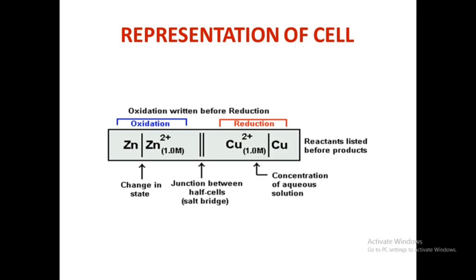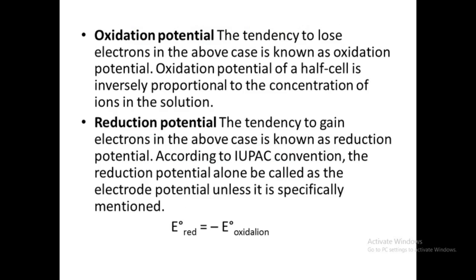Okay, and after that let us discuss oxidation potential. So we have seen that in case of the zinc electrode, oxidation is occurring. So the tendency to lose electrons, in the above case, that means in case of the Daniell cell, is known as oxidation potential, and the oxidation potential of a half cell is inversely proportional to the concentration of ions in the solution.